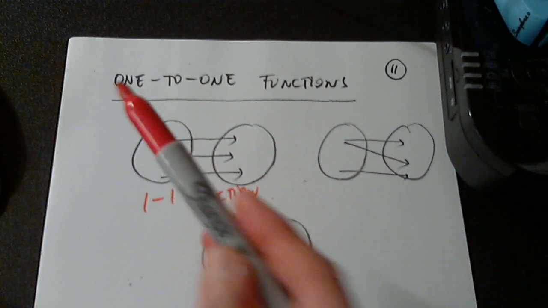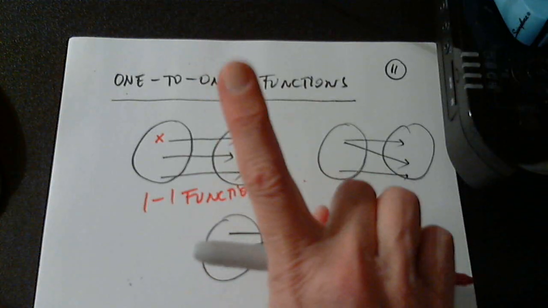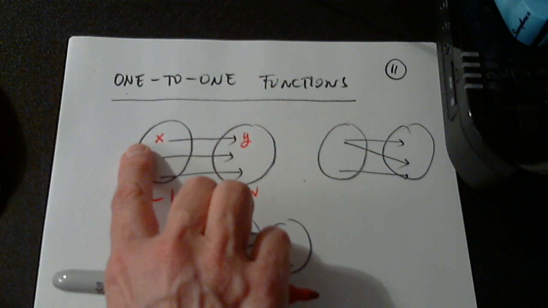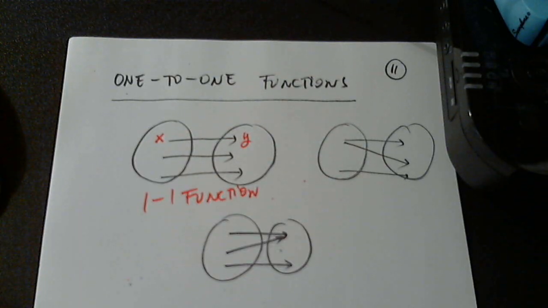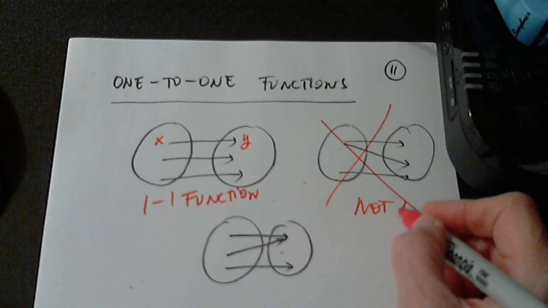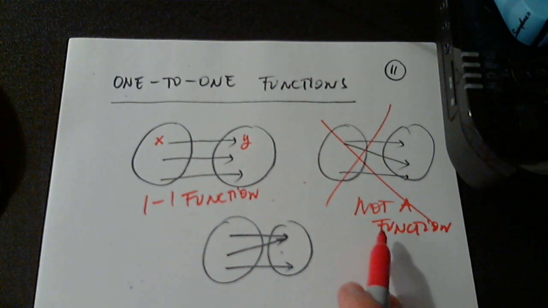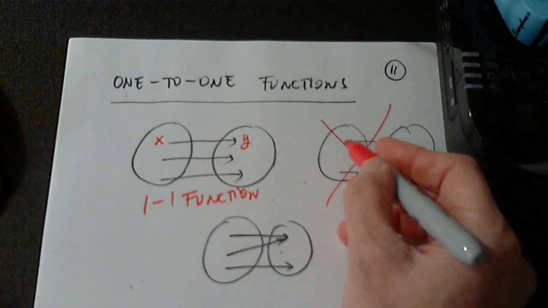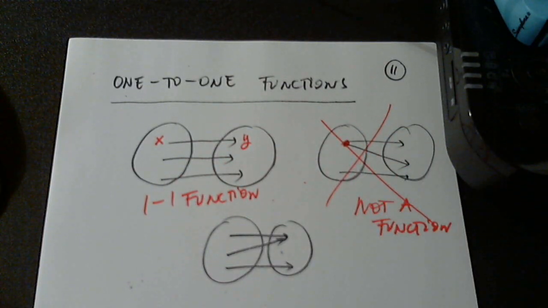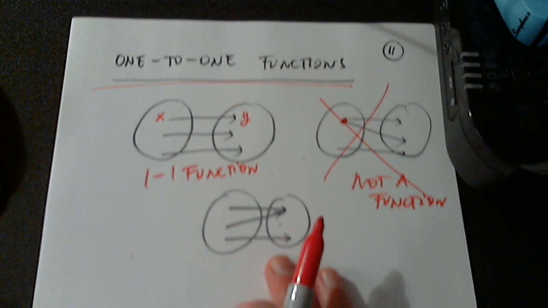In other words, not only each x corresponds to one y, but also one y corresponds to each x, to one x. This one is not even a function. It's a relation, because I found one x value that corresponds to two y values. We don't care.